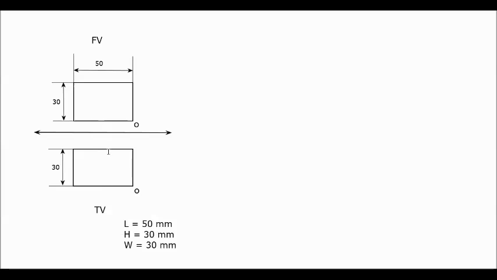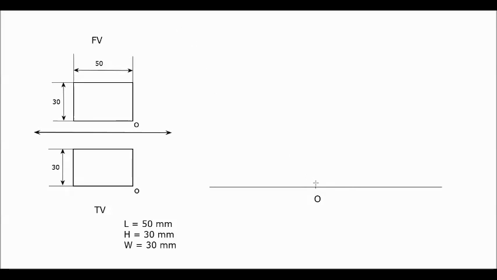Now from the front view and top view, we can easily understand this is a simple rectangular block having length 50 mm, height 30 mm and width 30 mm. Now for drawing this block, first you have to draw the reference axis. Then on this reference axis, you have to mark the reference point and name that point as point O. So this is our reference point through which we are going to start our drawing.